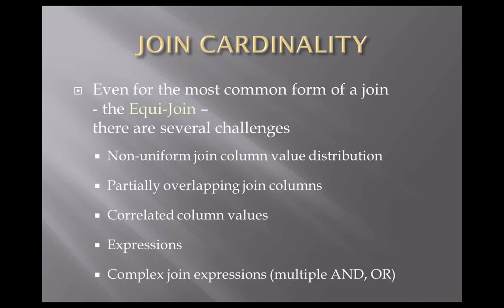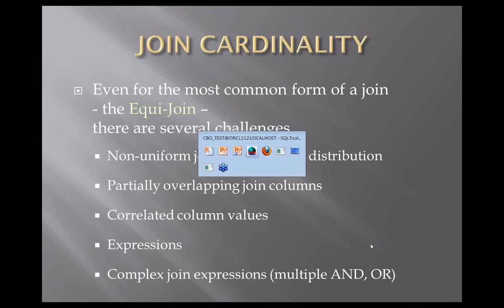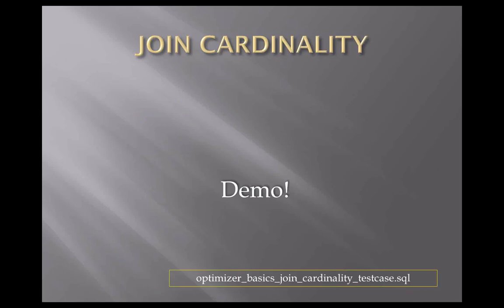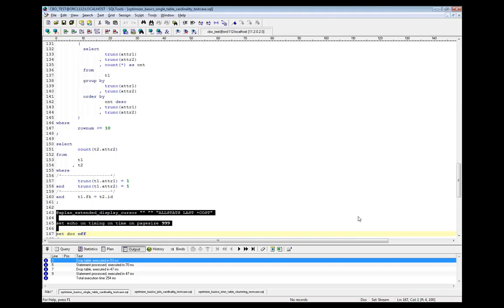And likewise, even for the most common form, the simple inner equijoin, you still can have a lot of problems that cause the optimizer trouble again with coming up with the correct number of rows. We are still talking about the how many rows question. Okay, so let's do another demo to show you what problems you might end up with this join cardinality.